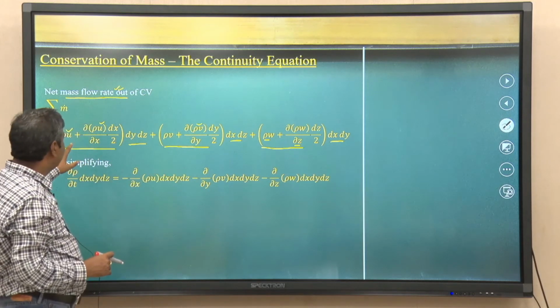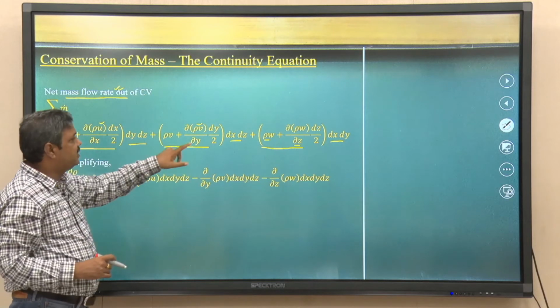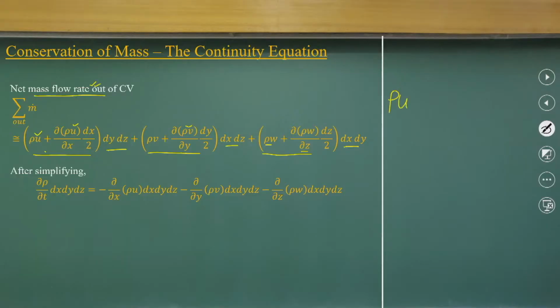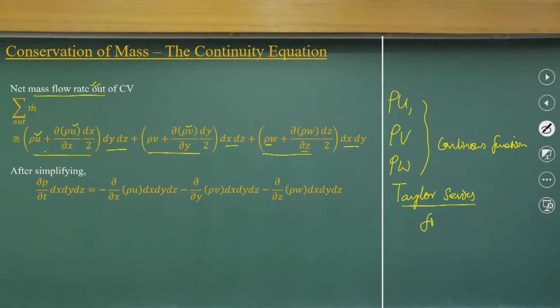That is the reason, as we consider rho u, rho v, rho w to be continuous functions. We have considered rho u, rho v, rho w are continuous functions, and we are also using a Taylor series, considering only the first two terms.